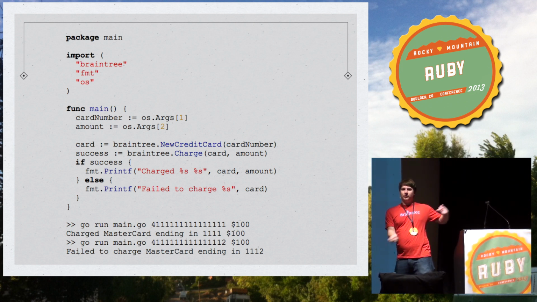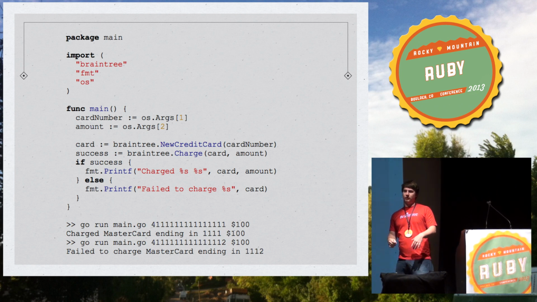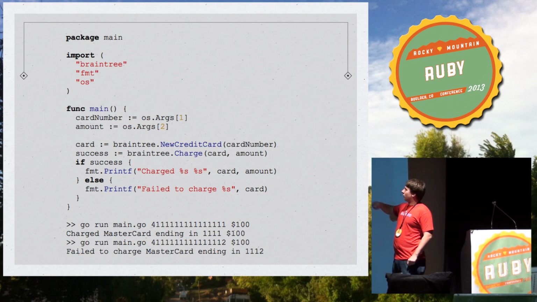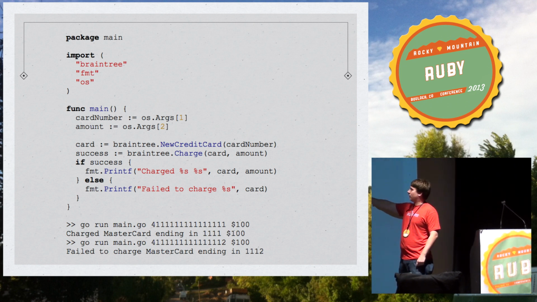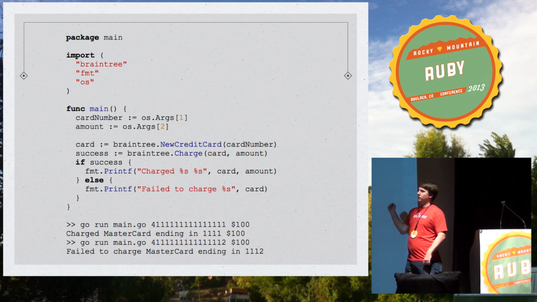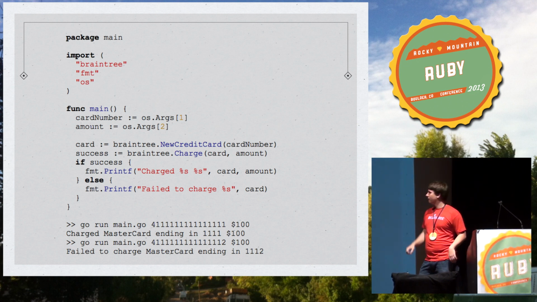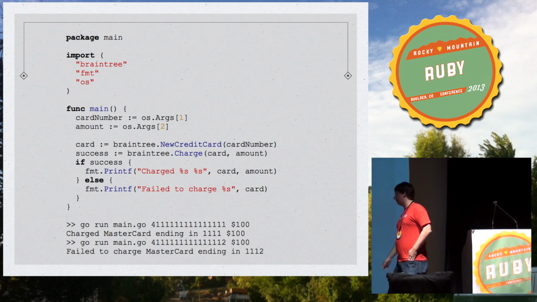That's a method that I did not include in the last slide. Just imagine that it initializes the number and the type and the last four correctly. And we're going to try to do a charge, and if it's successful, we print something. If it's not successful, we print something else. We're doing some string interpolation there, where using the %s will tell Go to use the card.String method. And this is what our output would be.